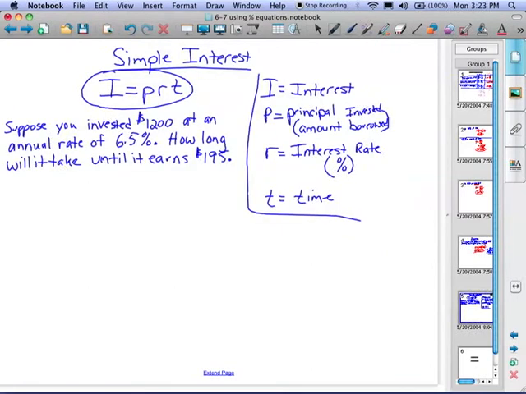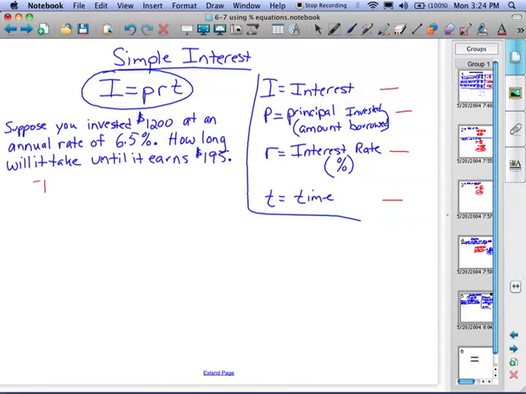We're also going to introduce you into some simple interest problems. The formula for interest is I equals PRT. On the right-hand side, we are told that I is the amount of money in interest. P is the principal amount of money that's either invested or borrowed. R is the interest rate. It's usually given as a percentage. And T is time. So with these problems, we read the problem through, and then we're going to fill in the information we know. So the problem reads, suppose you invested $1,200 at an annual rate of 6.5%. How long will it take until it earns $195?